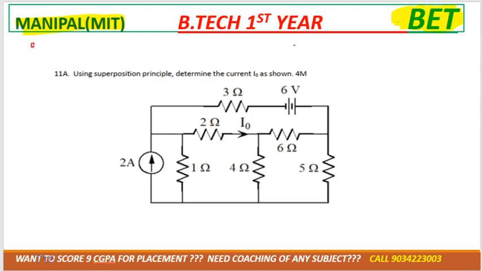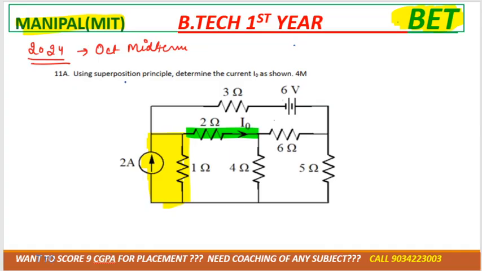See, this is the question paper of 2024, the October midterm, right? In this question they have asked you to determine the current I naught by using the superposition theorem. If they are asking for the current I naught, we can use source transformation, because it will reduce one mesh.